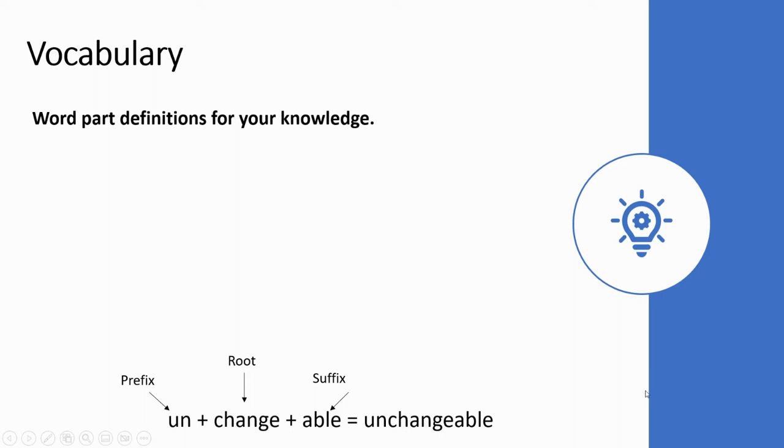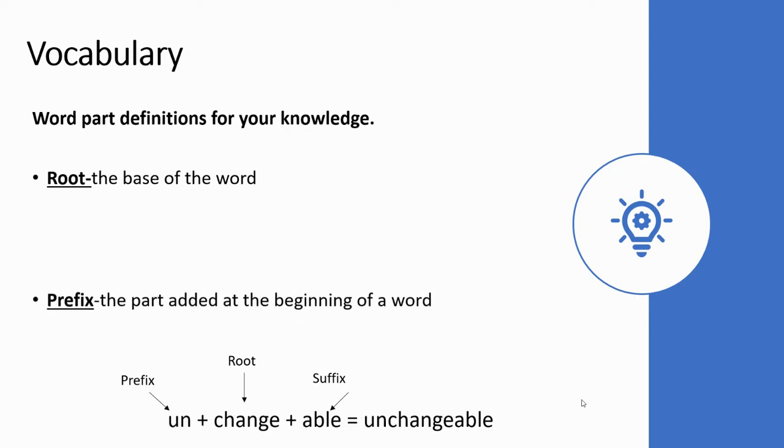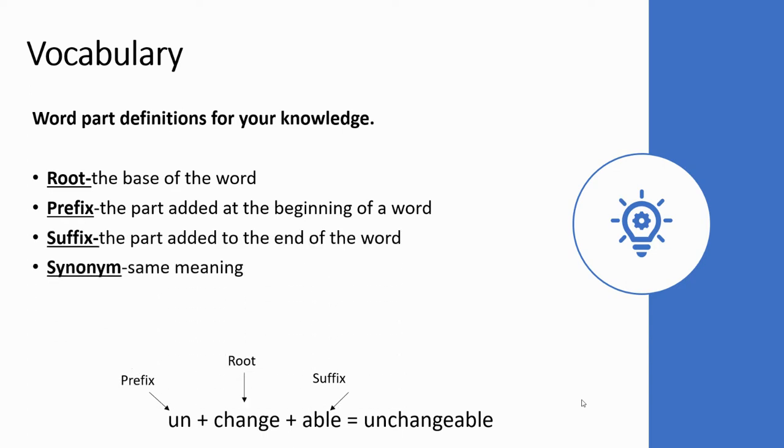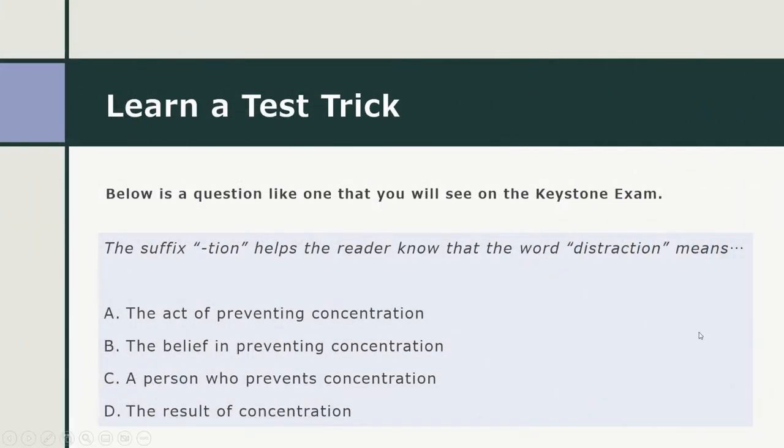So, prefix is the beginning of a word, change is that middle root word, and then our suffix is able for unchangeable. So, root is the base of the word, prefix is the part added at the beginning of the word, suffix, the part added at the end of the word, and synonym is a word that has the same meaning. Antonym is something that has the opposite meaning.